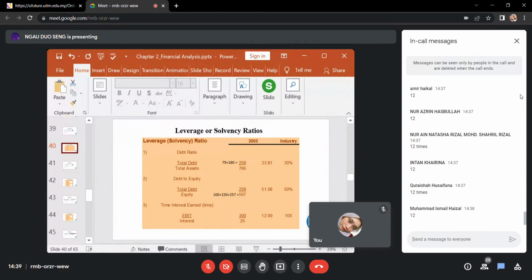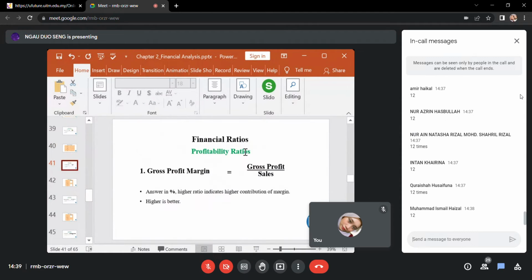So we have done the leverage or solvency ratio. Next, we go to the profitability ratio. So the first one we have is gross profit margin. Here it is equal to gross profit divided by sales. This one is in the income statement. Answer in percentage, a higher ratio indicates higher contribution margin. So this one we measure profit. So of course, higher is better. The higher, the better. So you calculate for this one.